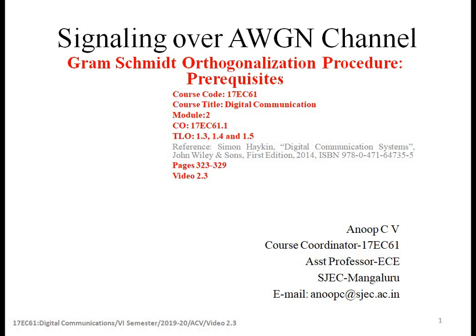we can derive N orthonormal basis functions for a set of M energy signals. The first and foremost step in obtaining basis functions using this procedure is evaluating the energy of signals and obtaining a unit energy signal from a given energy signal. So I will be discussing how to evaluate the energy of a signal and how to get a unit energy signal from a given signal. That is what will be discussed in this very short video.